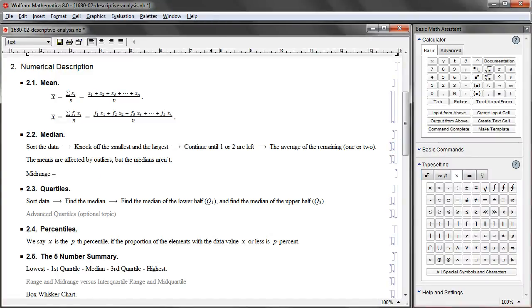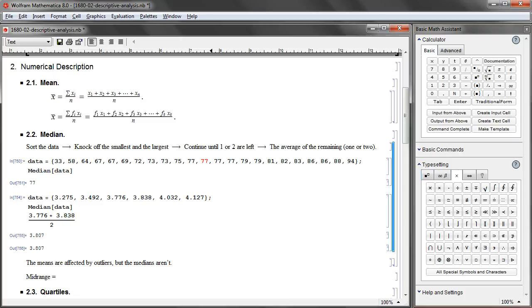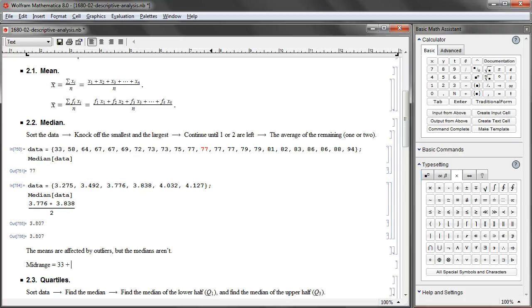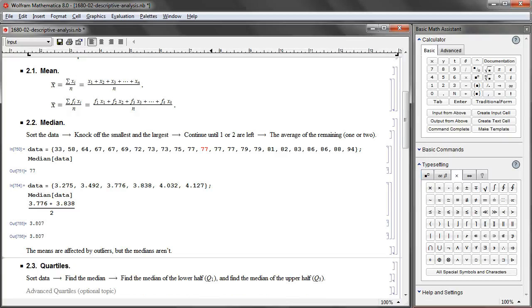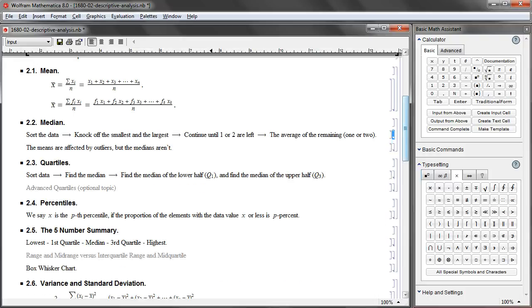mid-range. This one is defined by the average of the smallest and the largest. In this example, the smallest is 33 and the largest is 94, and then the average of those two, so I have to divide by 2, and if you calculate, you're going to get something. That's called a mid-range. But I don't like mid-range very much, and I'll talk about the reason later. It has also something to do with outliers.